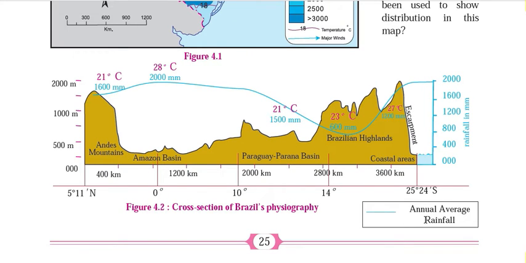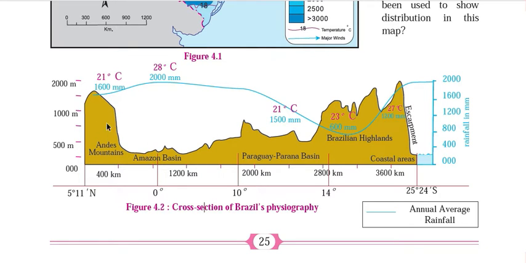So let me make a correction over here. If rainfall is shown here in mm, then this must be the temperature line. So let's see. Here you can see it is 5 degree 11 minutes north, and here 25 degree 24 minutes south. So they have taken a cross section. Cross section means what? Suppose you have an apple and you cut it vertically, then whatever shape you observe over there, that is a cross section. Likewise here they have taken a cross section.